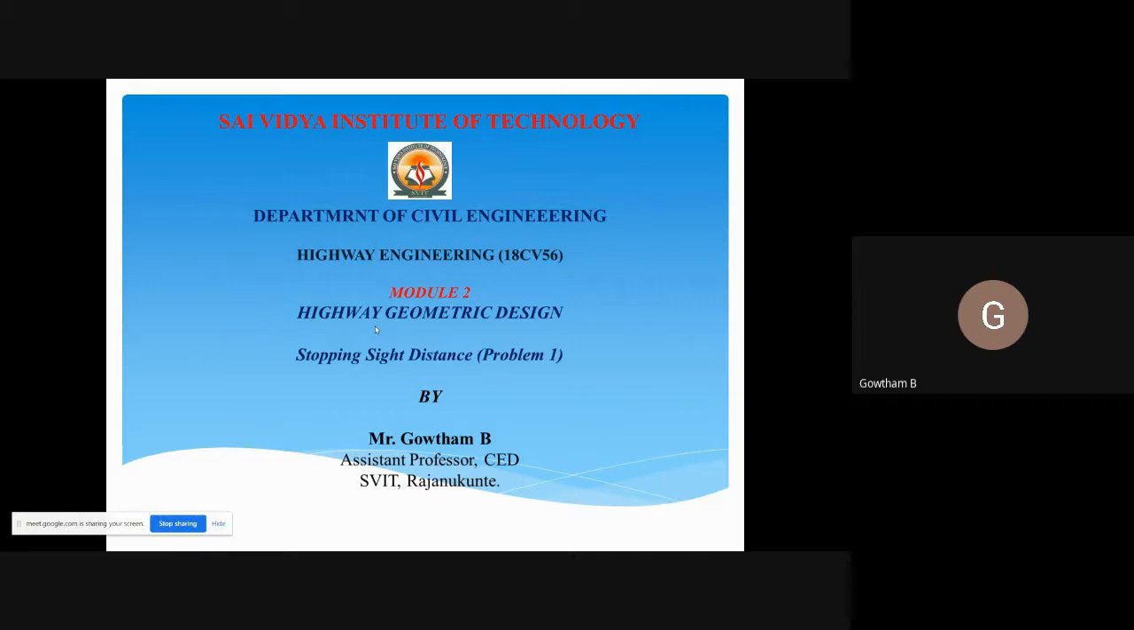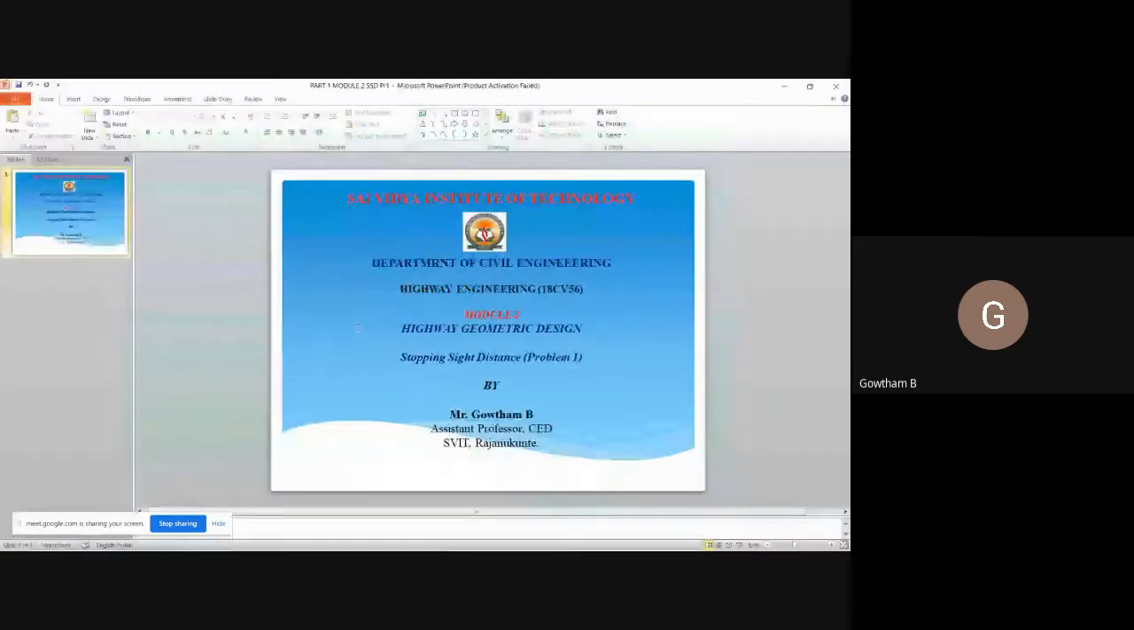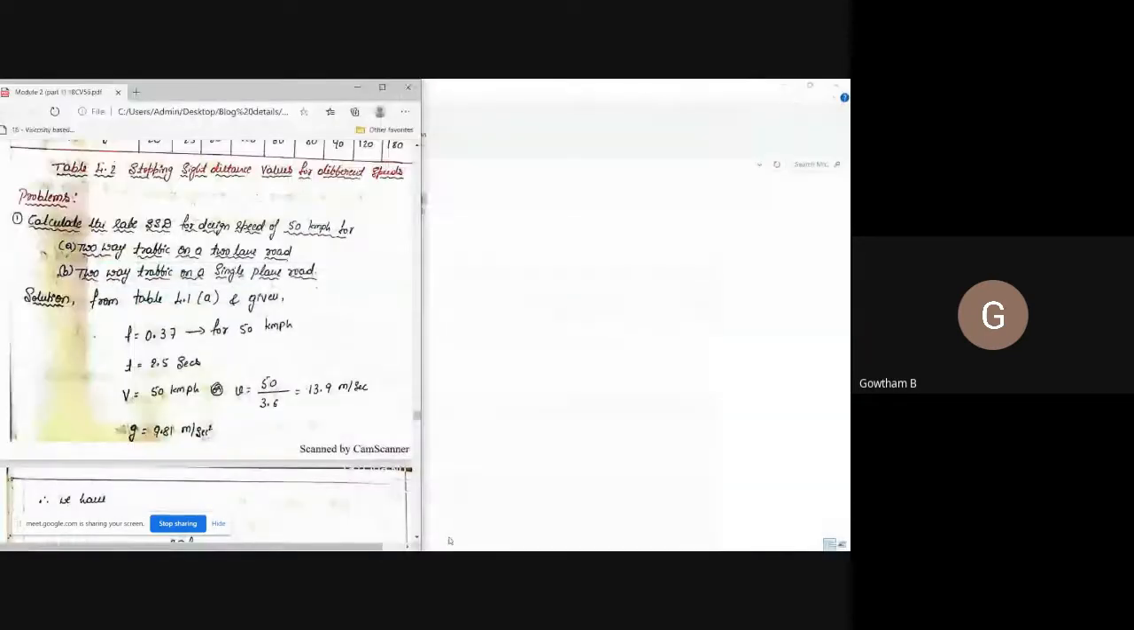In this session, I am going to discuss a problem on stopping sight distance. Now, let us have a problem on stopping sight distance. Okay, here is the problem. Calculate the safe stopping sight distance for a design speed of 50 kmph for two-way traffic on a two-lane road and two-way traffic on a single lane road.